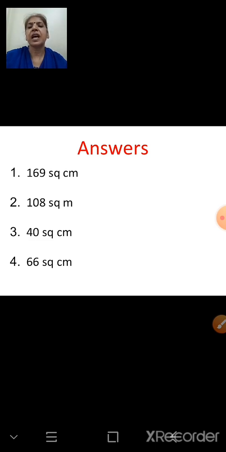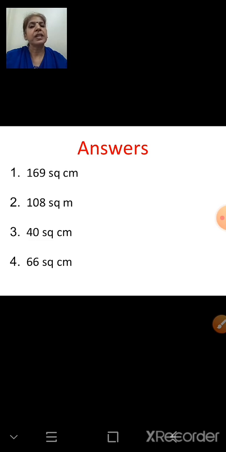Next one was 108 square meter. So length and breadth were given to you, 12 and 9. So you have to multiply them. 12 into 9, that is 108. And the length and breadth were given in meters, so square meter.